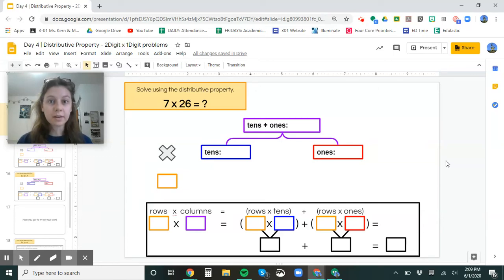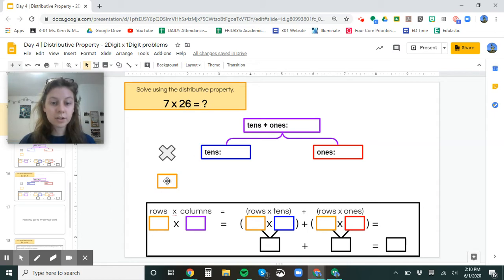Here's another way that we can solve 2-digit by 1-digit multiplication problems. And here we don't have any sort of picture to help us. We just have some helpful boxes to help guide us through the different steps to solving these problems. So here our multiplication sentence is 7 times 26 equals something.